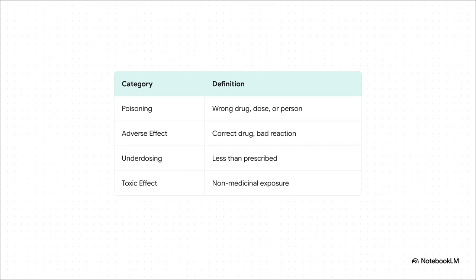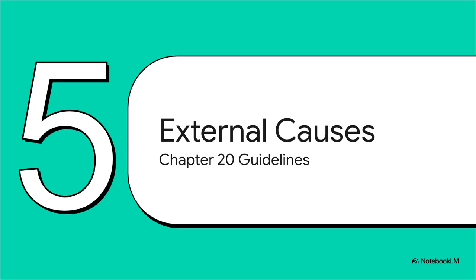Okay, when you're coding drugs and chemicals, accurately categorizing the scenario is just make or break. A poisoning? That's an error, like the wrong substance, wrong dose, or even the wrong person. An adverse effect, on the other hand, means the medication was perfectly prescribed and correctly taken, but the poor patient just had a bad reaction. And remember, for adverse effects, you've got to code the manifestation first and then the T code. We also have underdosing, which is taking less than prescribed, and toxic effect, which involves non-medicinal exposures, things like solvents or venom.